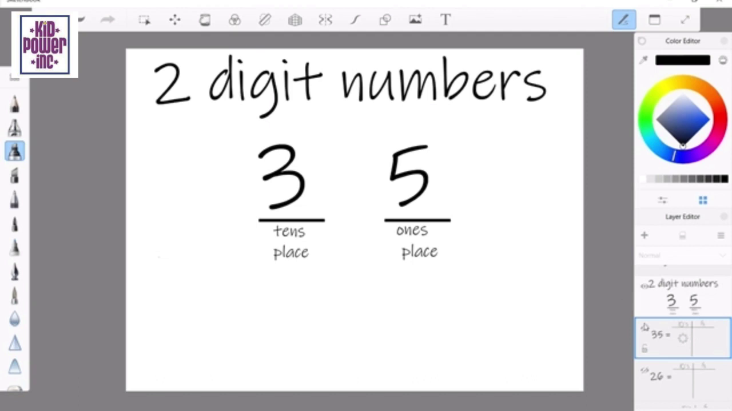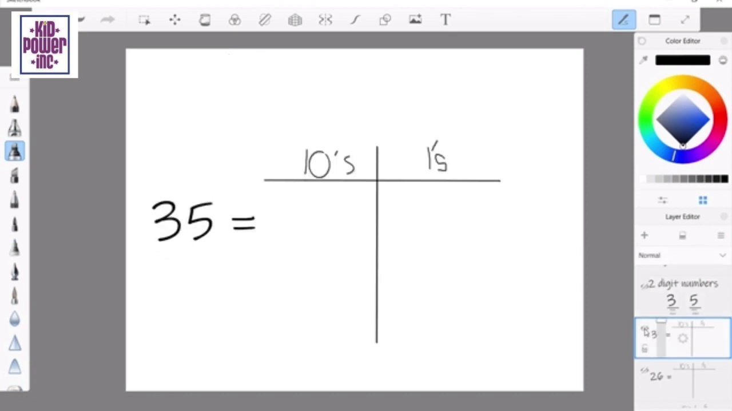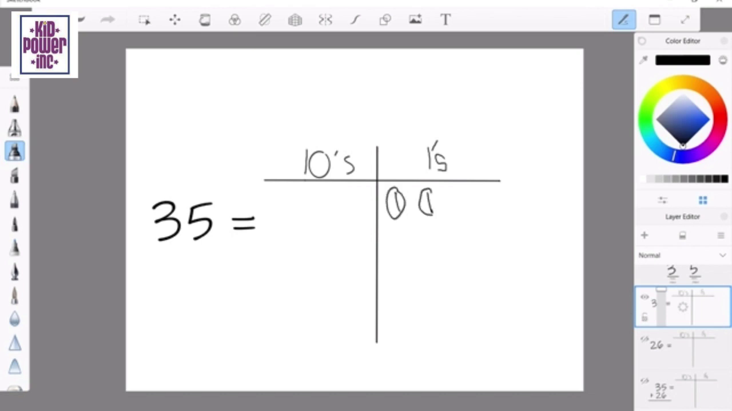Now I want to show you a cool way to visualize this. So here we can use place value discs to represent 35. What do I mean? Basically, 35 can be represented by 5 ones discs. 1, 2, 3, 4, 5. And 3 tens discs. 1, 2, 3.